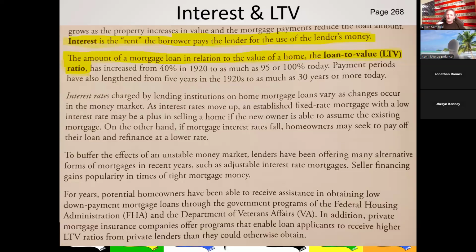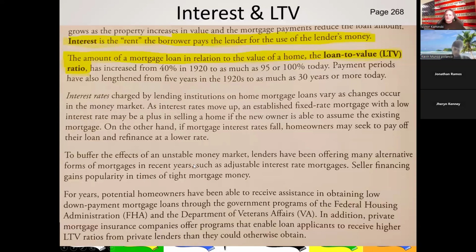But you pay more at the end, if you were to keep it for that full term. Yeah, if you keep it for that time. Yes, absolutely. But let's take a look at what they say right here. On the other hand, if mortgage interest rates fall, homeowners may seek to pay off their loan or refinance at lower interest rates. See, you could use that loan to get into home ownership, and then as you build equity over time, you could refinance and get a lower interest rate when interest rates fall. You could always refinance if those interest rates come down at some point in time.